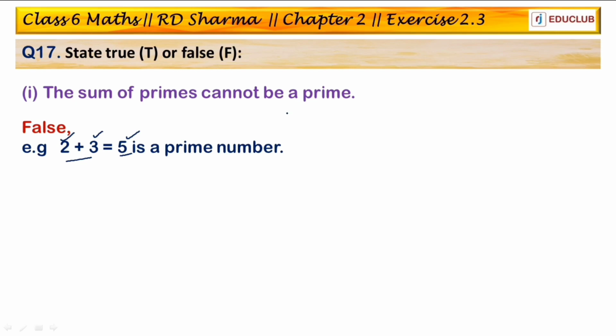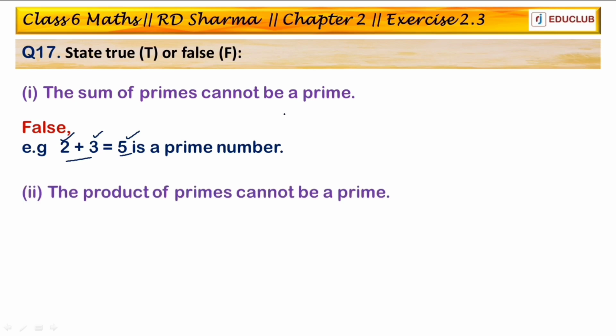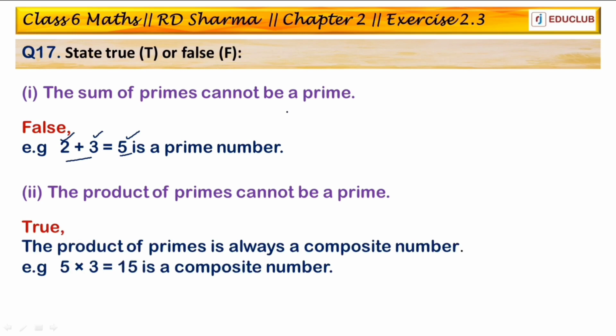Next is the product of primes cannot be a prime number. This is true because, for example, let us take the product of primes 5 into 3, which is equal to 15. It is not a prime number. It is a composite number. Any number, for example, 5 into 7 is equal to 35. This is composite. So this is a true statement. The product of primes cannot be a prime. It may be a composite number.